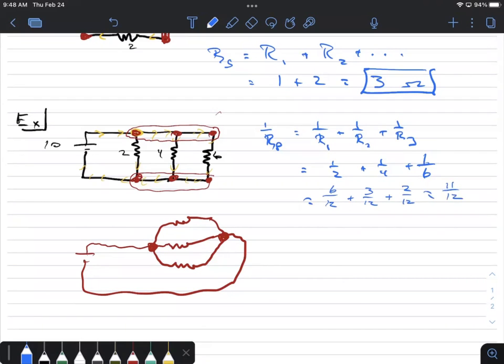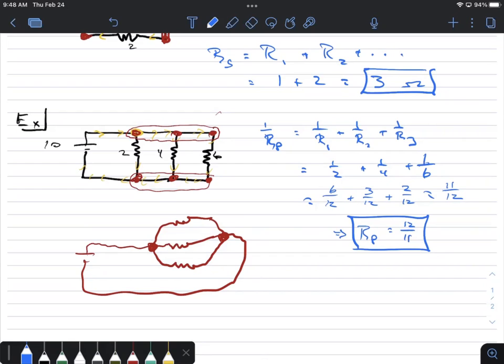However, that's not my answer. That's 1 over the answer. So the actual answer is just the reciprocal, which is 12 over 11. And of course, if you had a calculator, you'd just get a decimal answer. That's perfectly fine. But I don't have my calculator with me, so I'll leave it as a fraction.